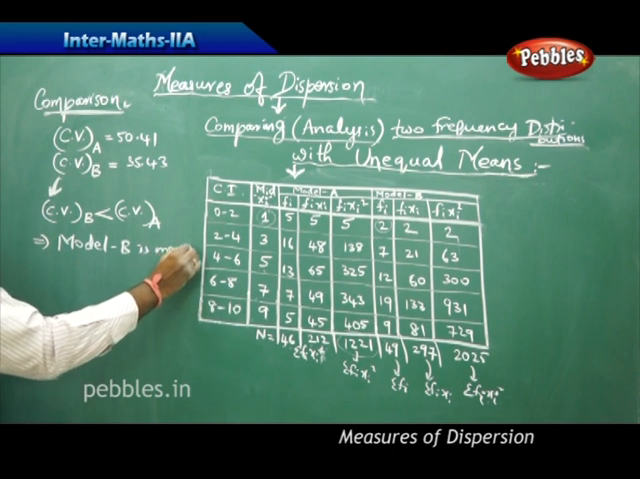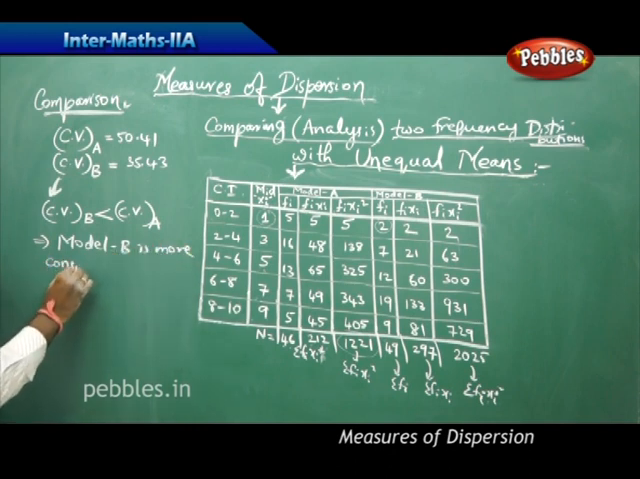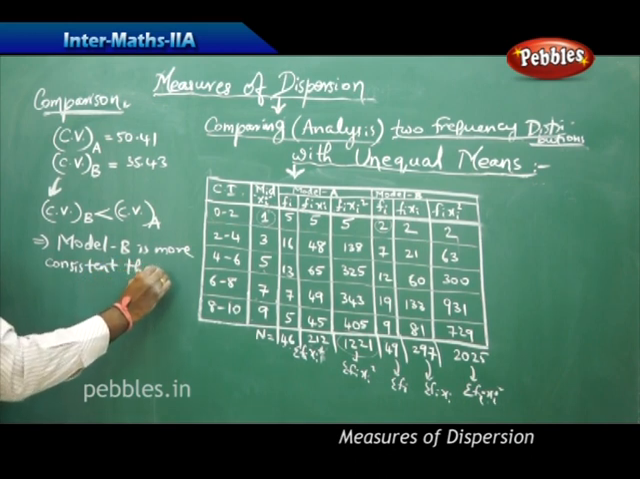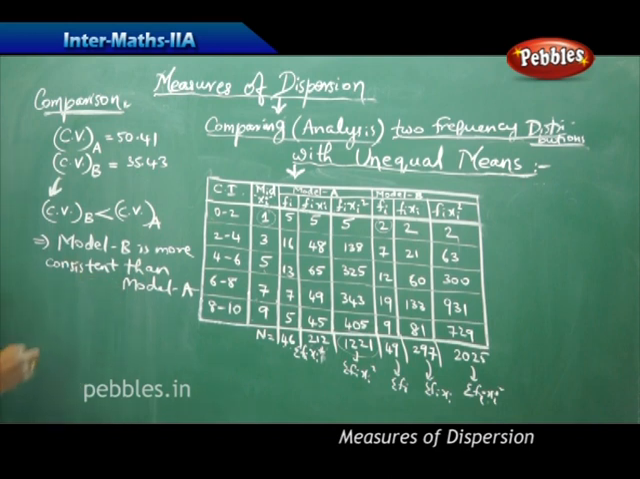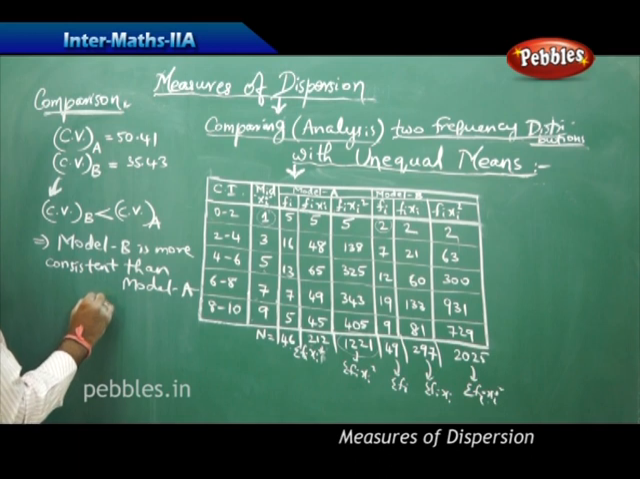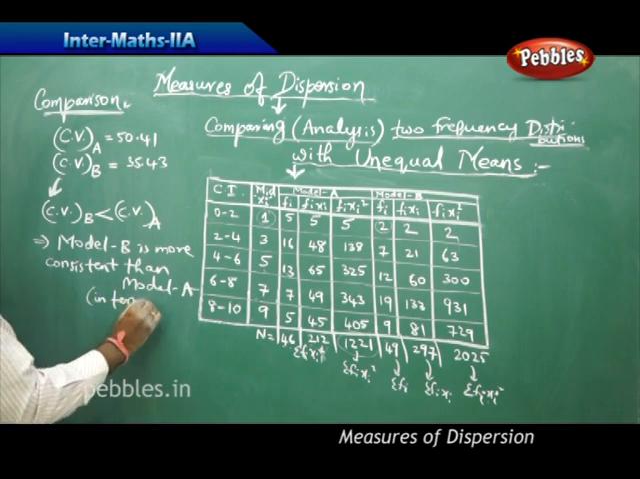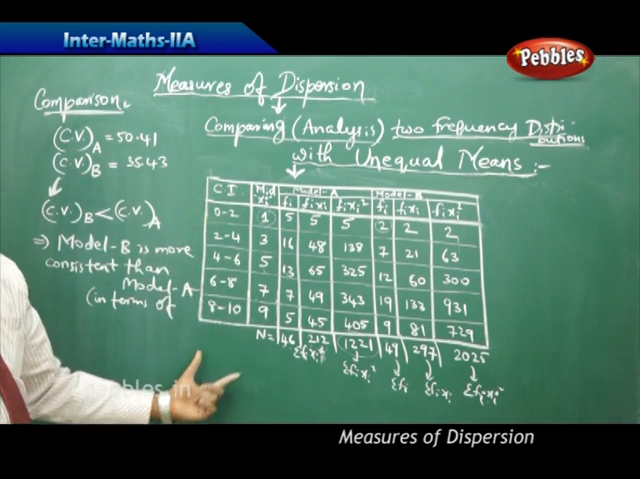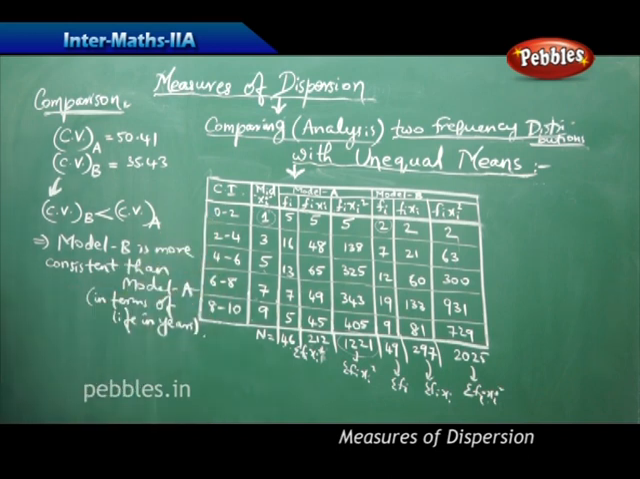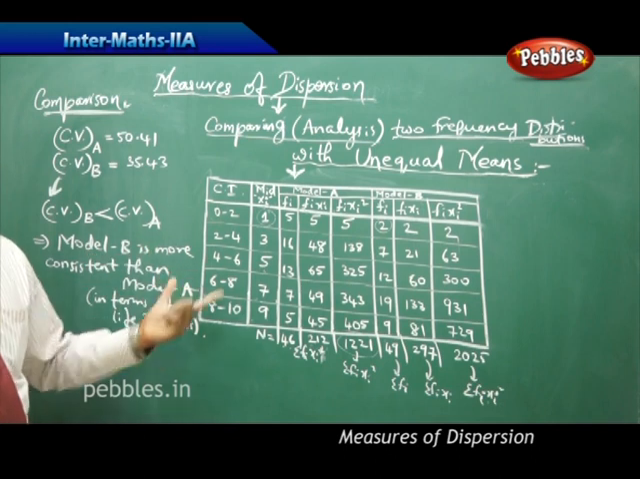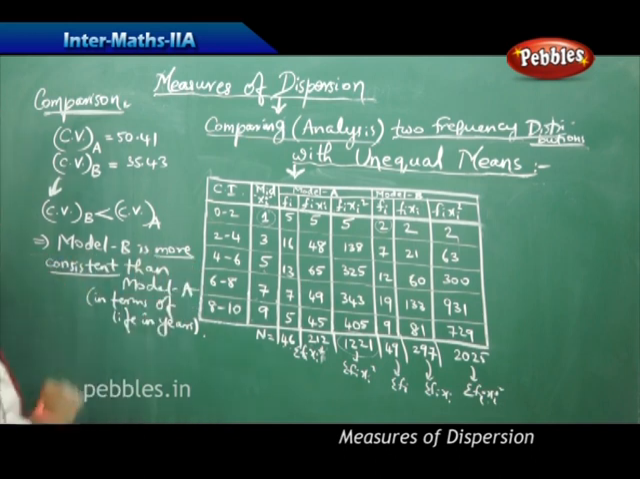Since this is less, that implies model B is more consistent than model A in terms of the refrigerator's life in years. Therefore, if model B is more consistent than model A in terms of life in years, then definitely I would say model B is the better one to choose, because it is more consistently going to stay with me for life in years.